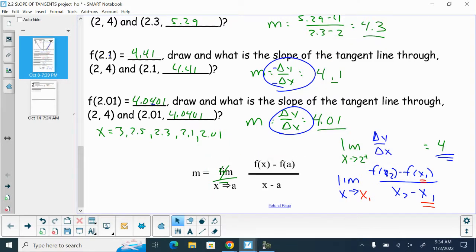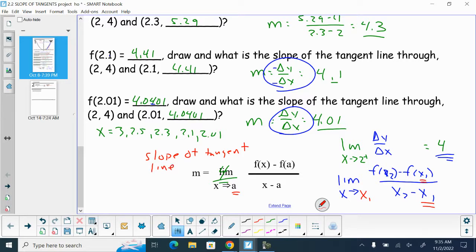Well, with all the x's, we try to simplify things a little bit. So this is the value of a. We're approaching a value a of f of x minus f of a over x minus a. And this is a tangent line at x equals this value of a.